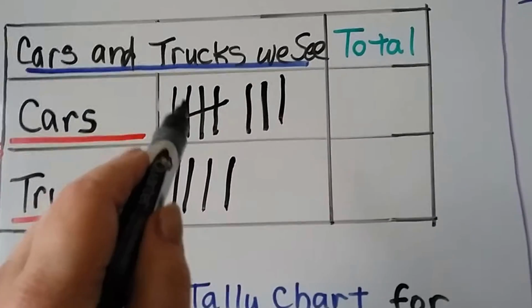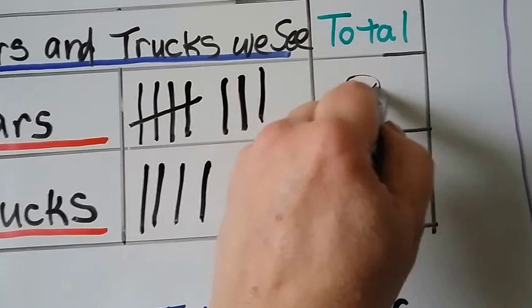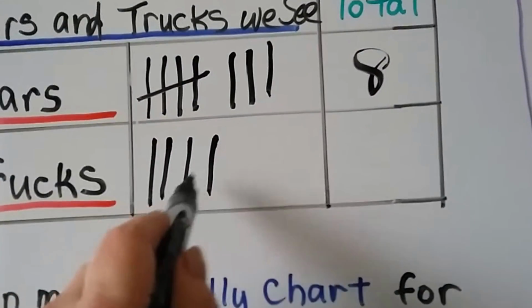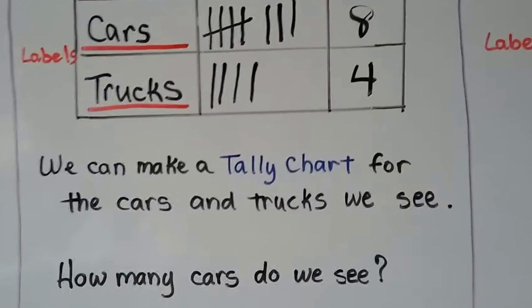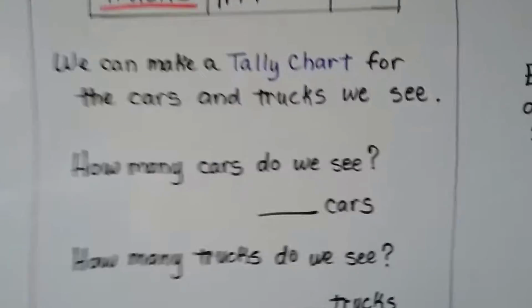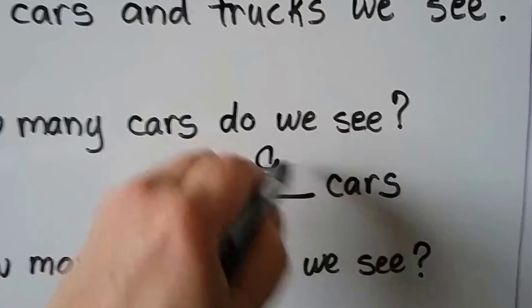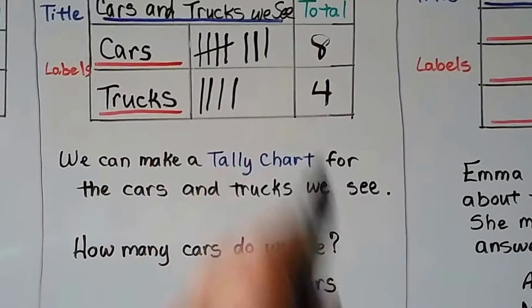We have a group of 5. We count on 6, 7, 8. That's 8 cars and 1, 2, 3, 4 trucks. How many cars do we see? There were 8. How many trucks do we see? 4.